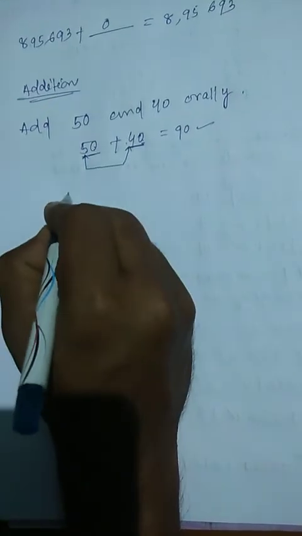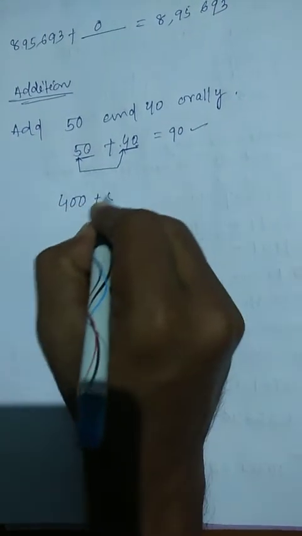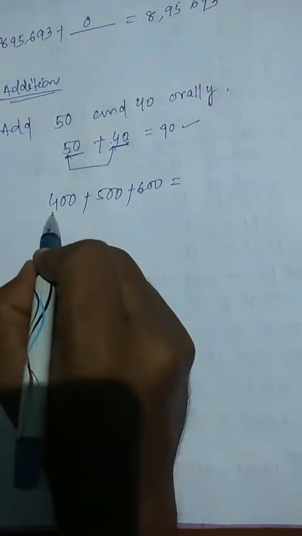Next, suppose one question is given: 400 plus 500 plus 600. So what is the result? First you will add 4 plus 5.